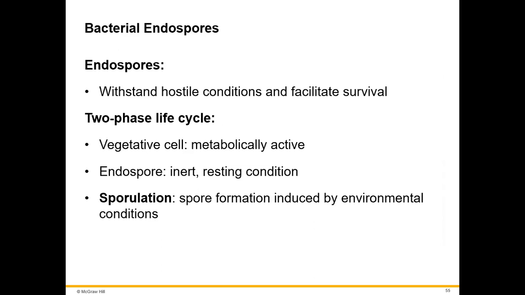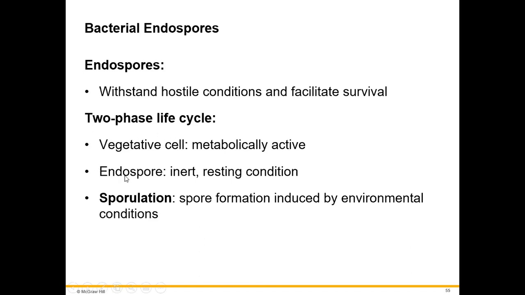Now, endospores are another bacterial structure, but only gram-positive bacteria have them. The bacteria goes into a dormant state. The endospores can withstand hostile conditions and facilitate survival. The endospores are part of a two-phase life cycle. So when the bacteria is normally growing, we call it a vegetative cell. That refers to just growing and reproducing. It's not a vegetable, but it's metabolically active.